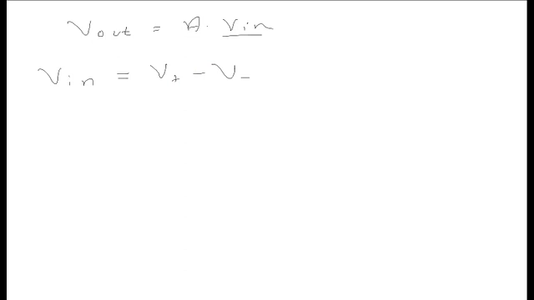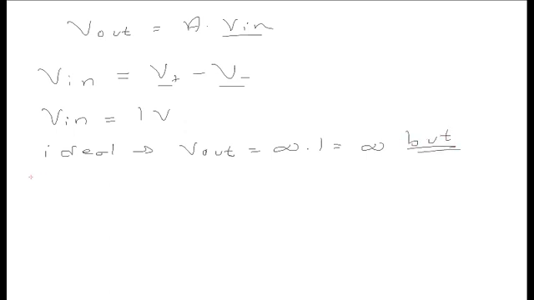So, let's now take a look at what happens when Vin is equal to 1 volt. That means the difference between plus and minus is 1. For instance, it might be 10 and 9, or even 1 and 0. Well, an ideal op amp says Vout is equal to infinity times 1, or infinity. But what about V lower and V upper?